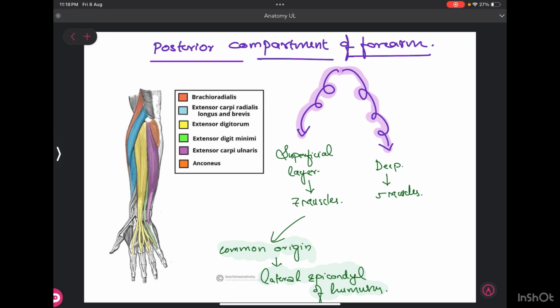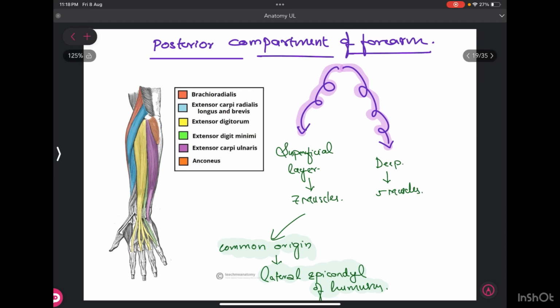So as we all know, the muscles of the posterior compartment are divided into a superficial layer of muscles and also a deep layer of muscles. The superficial layer consists of 7 muscles and the deep layer consists of 5 muscles. And what are the superficial layer of muscles? It includes brachioradialis, extensor carpi radialis longus and brevis, extensor digitorum, extensor digiti minimi, extensor carpi ulnaris and also anconeus. All these superficial muscles have a common origin, that is the lateral epicondyle of humerus. So I guess this much is clear.